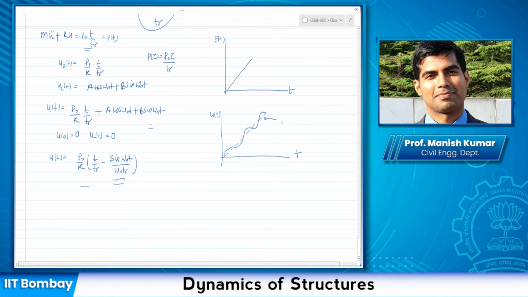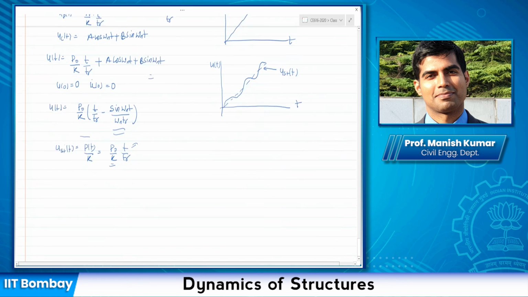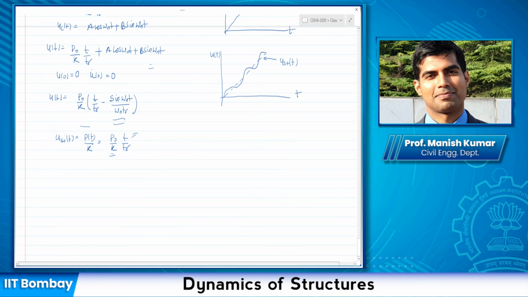So the response is u static of t, where u static of t is nothing but the force divided by k, which is p naught by k times t by tr. This is basically a linear function of t, so it looks like this. And then the second part is a sinusoidally varying function. When we add these, I get something like this. I still have not considered what happens after this point tr. We will see that in a future class.